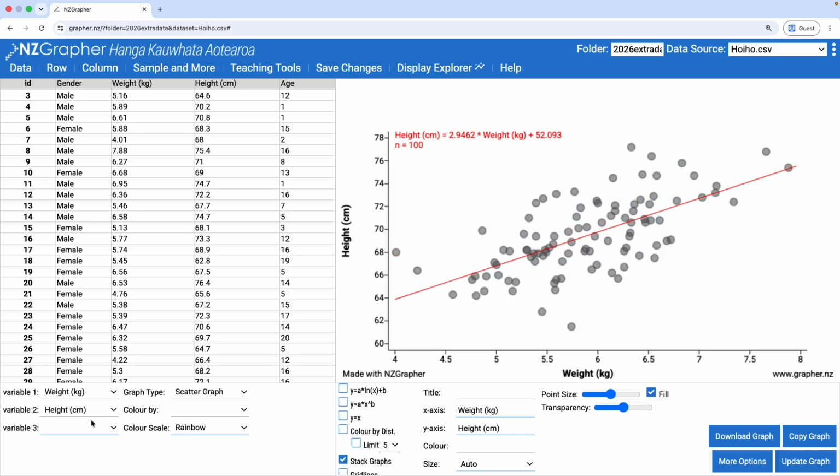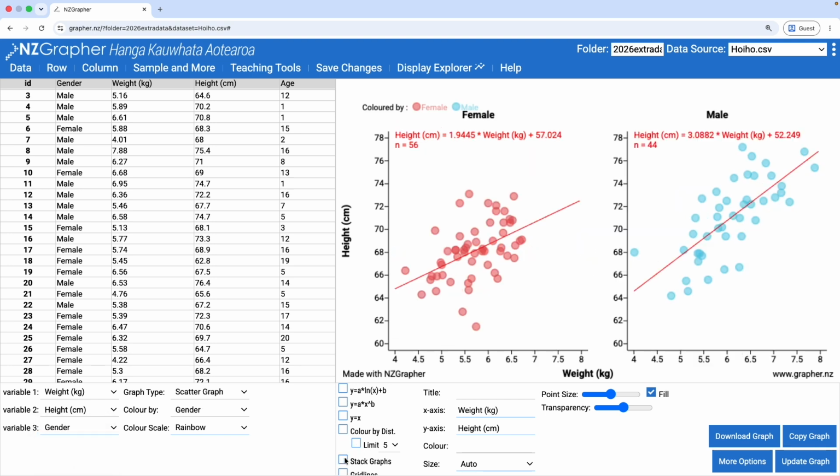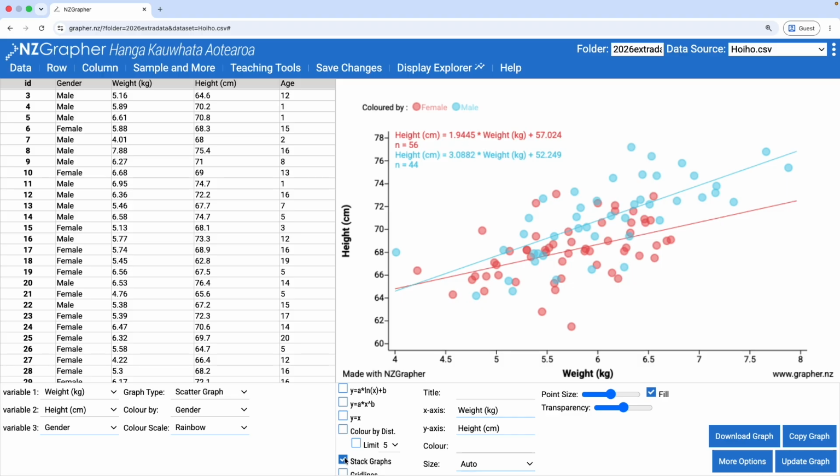Stack graphs. So if I split this by gender, I can look at my females and my males. Sometimes it's really nice to look at them overlaid on top of each other, so I can see how my females and my males compare to each other. So that's what the stack graphs does. Grid lines, fairly boring. Invert colors is currently broken. Thick lines makes things a bit thicker.